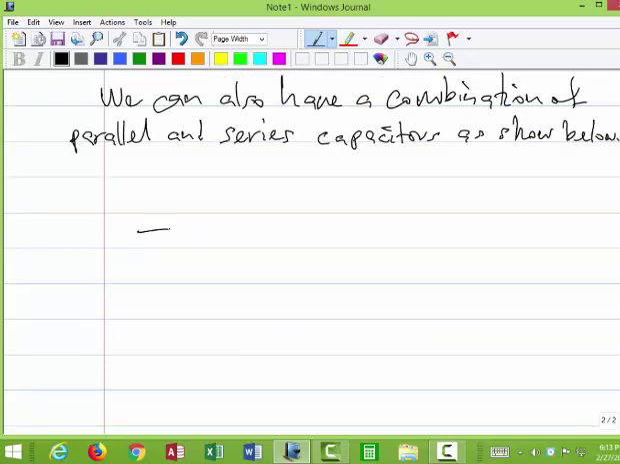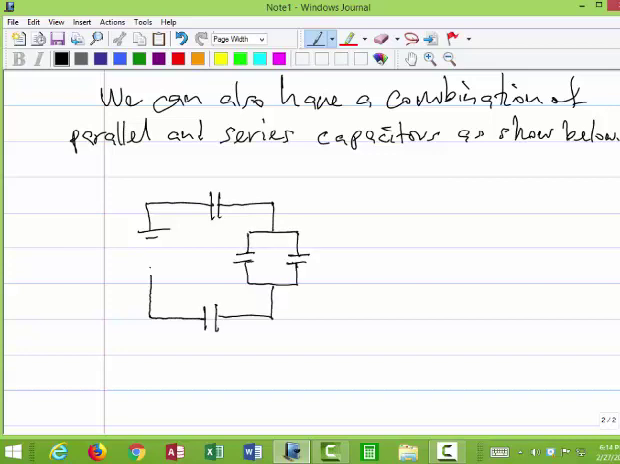Let's say we have again our battery, and then we can have a series capacitor this way, connected to a parallel capacitor, and we can have a series this way. So this is V. Let's call it C1, C2, C3, and this is C4. We can condense this circuit first of all by following this path. We redraw the circuit. We're going to combine first the parallel combination.